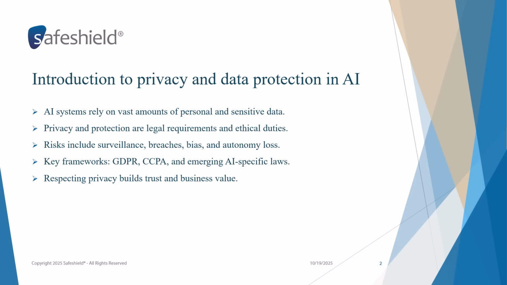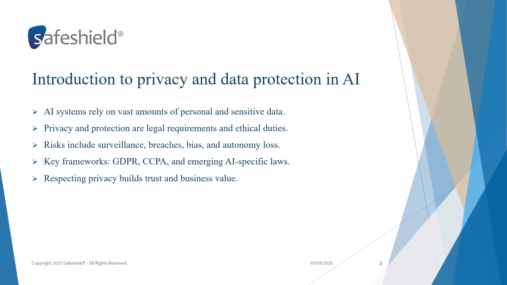Welcome to our session on privacy and data protection in AI systems. AI is becoming increasingly integrated into our personal, professional, and societal lives. Whether it's in healthcare, finance, social media, or government services, AI systems often rely on vast quantities of personal and sensitive data. This makes privacy and data protection not only a legal requirement, but also a core ethical responsibility. In this course, we will explore how AI systems collect, process, and use data, and why protecting this information is critical to safeguarding trust, fairness, and human rights.